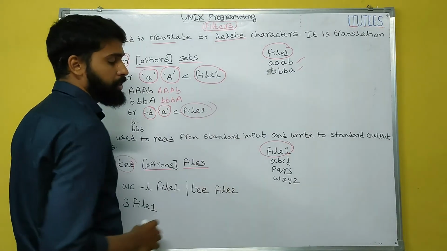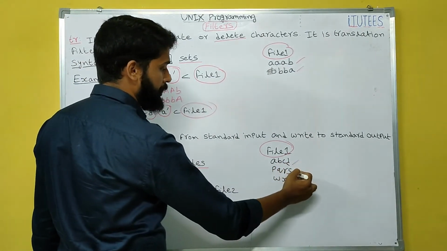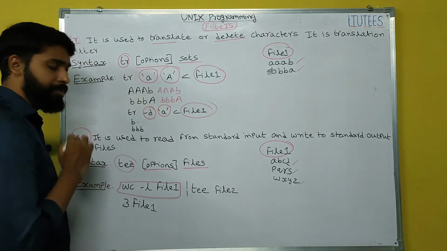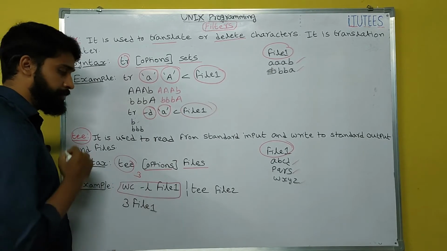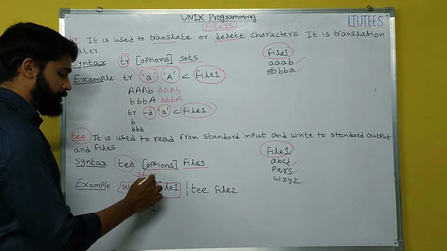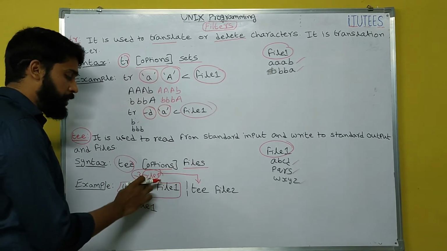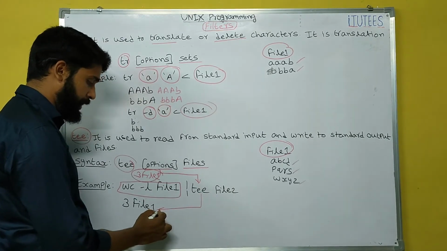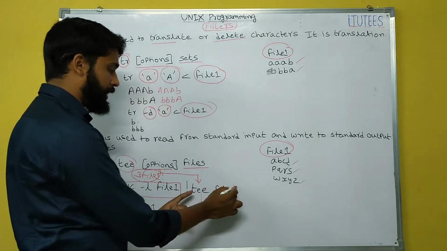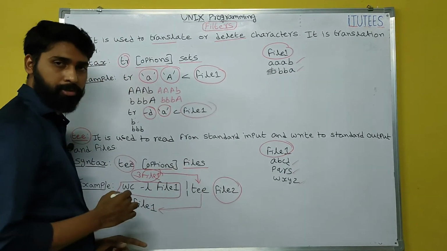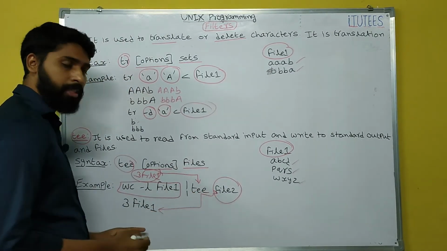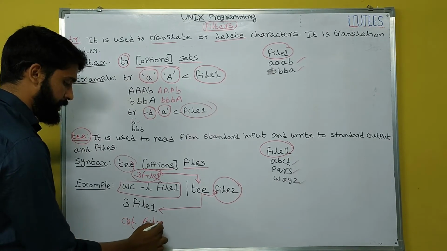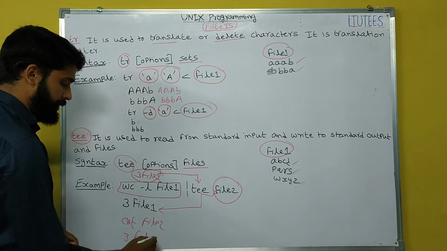Let us assume this is file 1. The content is ABCD, PQRS, WXYZ. Now wc -l file 1 prints 3 and the file name file 1. Now I pipe this output to the tee command. This tee command displays the content on standard output and stores the content in file 2. So this is bidirectional. If you give the command cat file 2, it also displays 3 file 1.